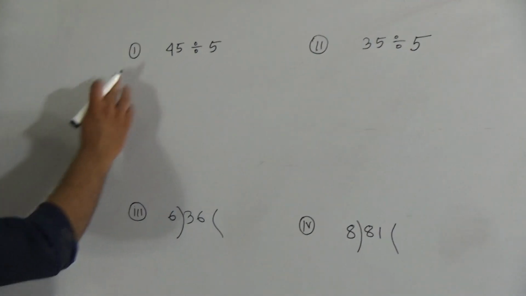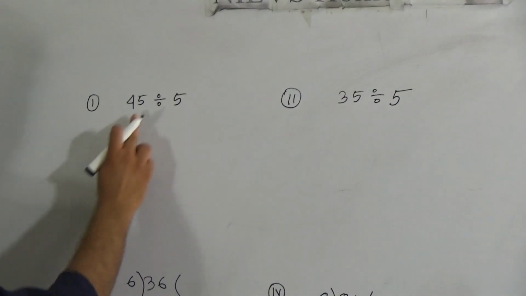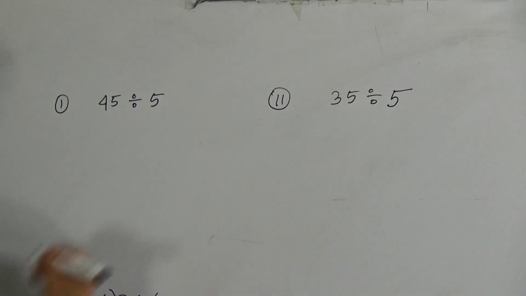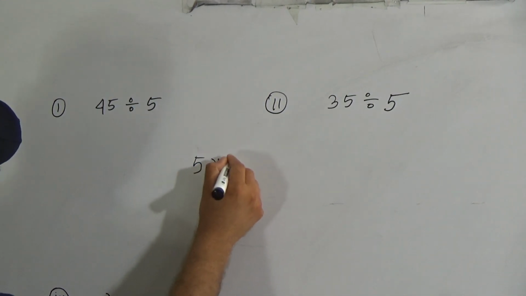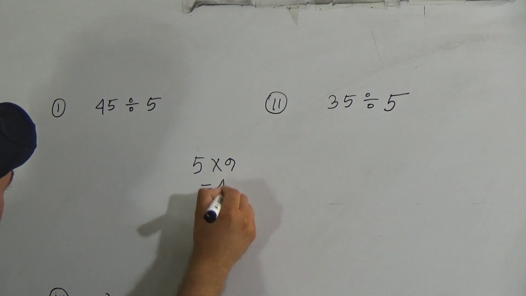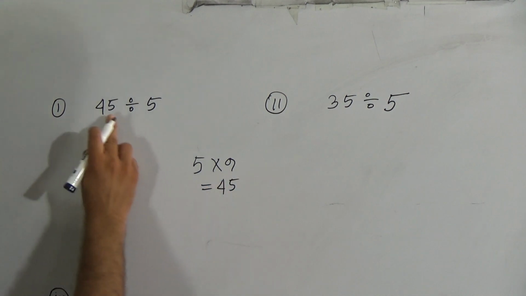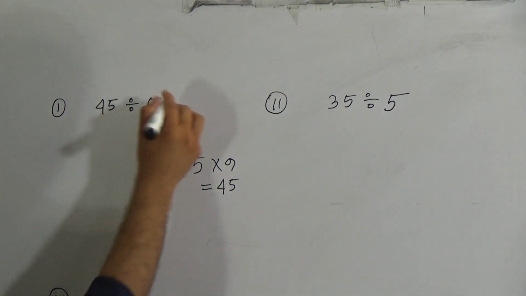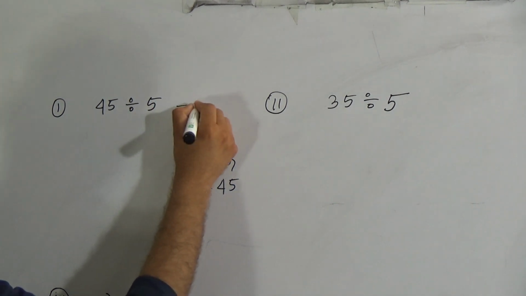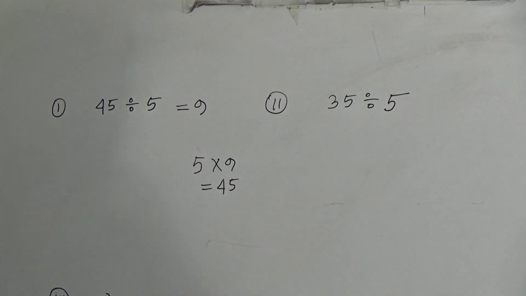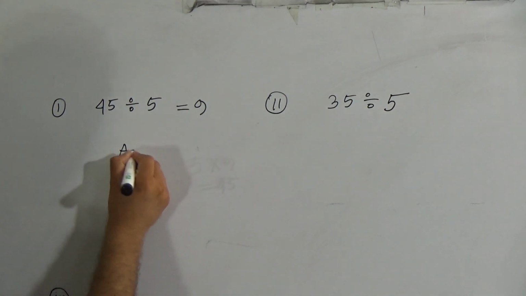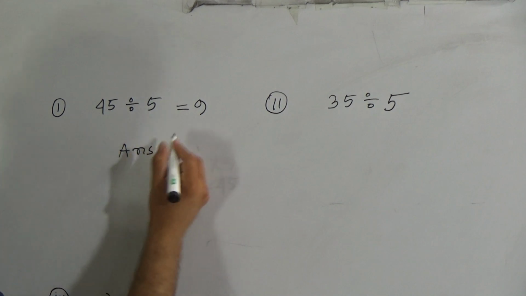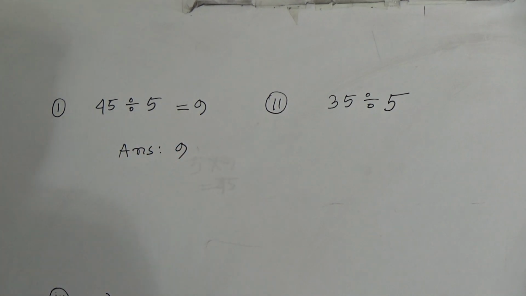Look here, number 1, 45 divided by 5. You know that in the times table of 5, 5 nines are 45. So here 45 divided by 5 will be 9, and the answer is 9. Now my dear students, go to the next one.